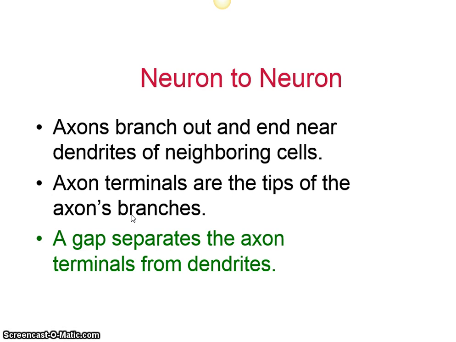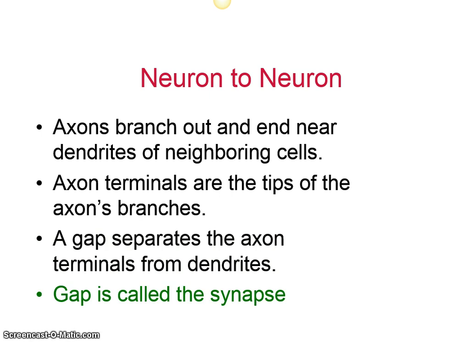Just to review, the communication between neurons happens in the gap that separates the axon terminals of the sending neuron from the receiving dendrites on the receiving neuron. The gap that separates the two neurons is called the synapse, also called the synaptic gap or the synaptic cleft. So here's what you need to remember about how neurons communicate.